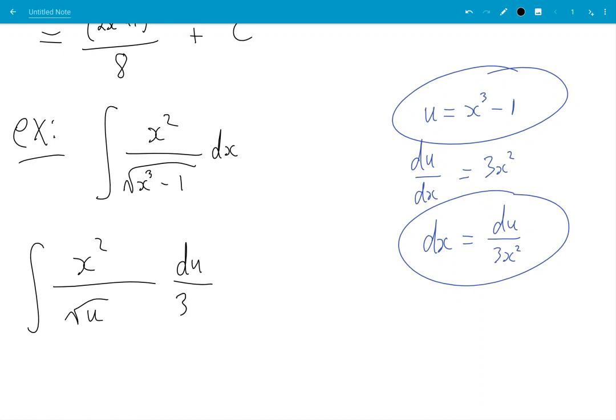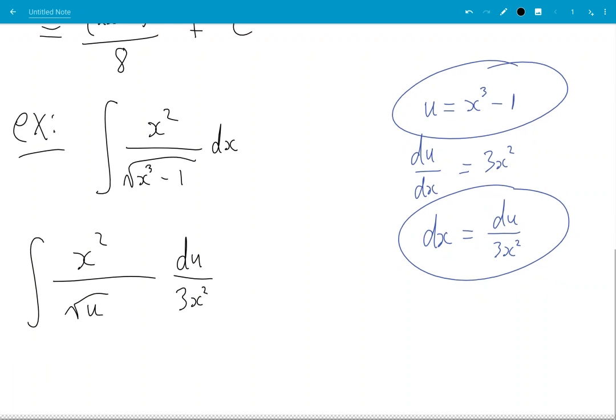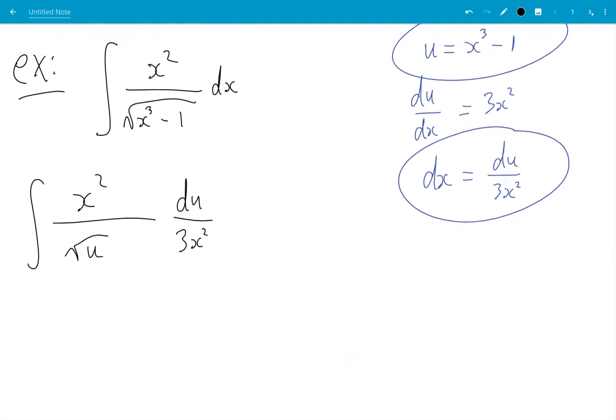Okay, what I'm hoping is that all of my x's disappear. If your x's do not disappear from this stage, then you have a problem. Not always insurmountable, but a problem nonetheless.